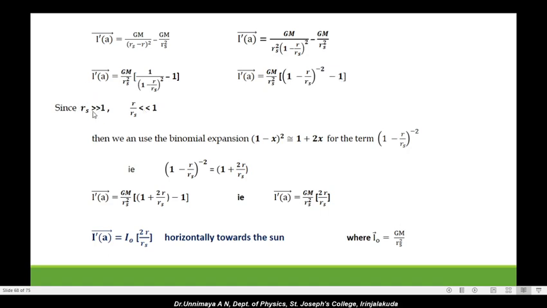Since the distance from the center of Sun to the center of Earth is a very big quantity, we can write Rs is much greater than r. Since the distance from the center of the Sun to the center of the Earth is very large, we can write Rs is much greater than r.